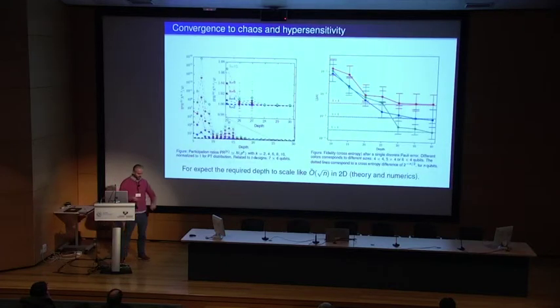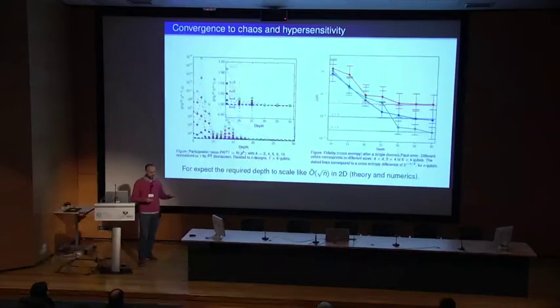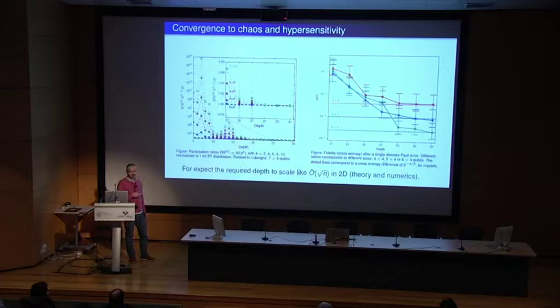Okay, so as I said, one of the things we wanted to do is to study the convergence to this chaotic regime, because once we are quasi-uniformly spread in Hilbert space, then we have a very complex quantum state, which is sensitive to errors and sensitive to your parameters, and also has a lot of entanglement. It's an interesting place to be.